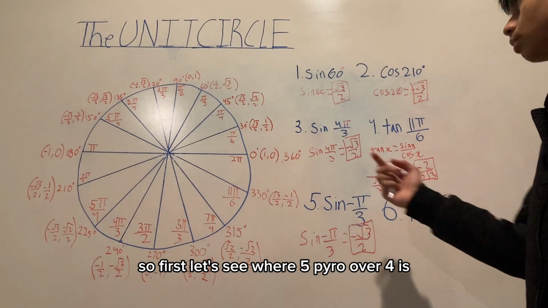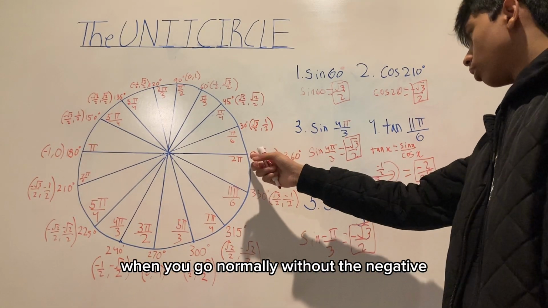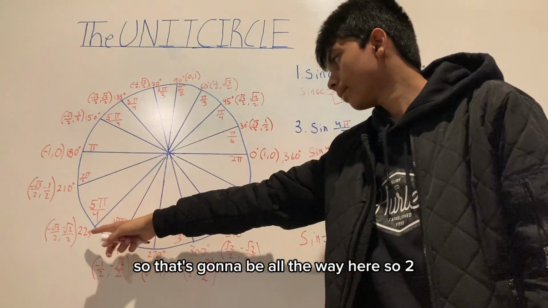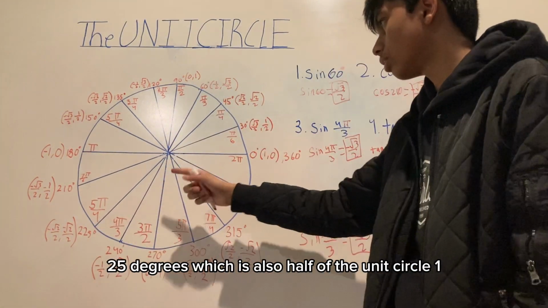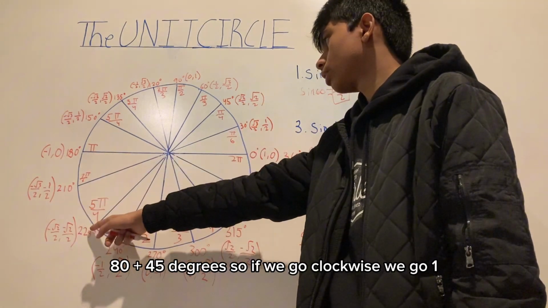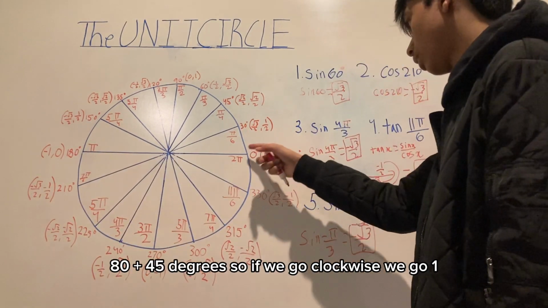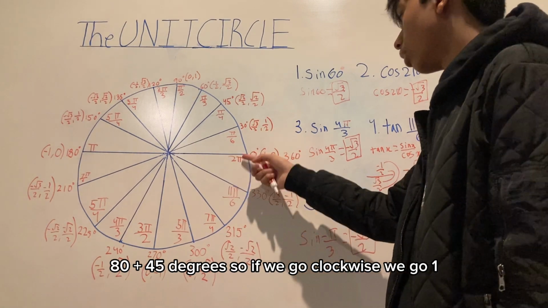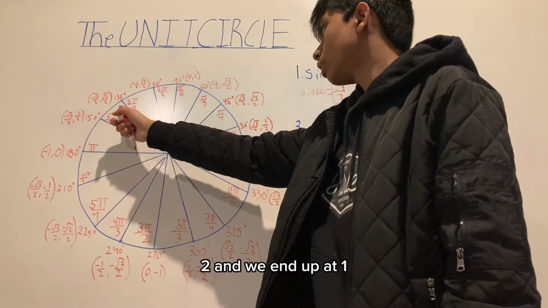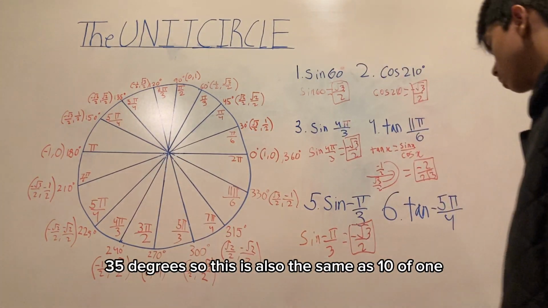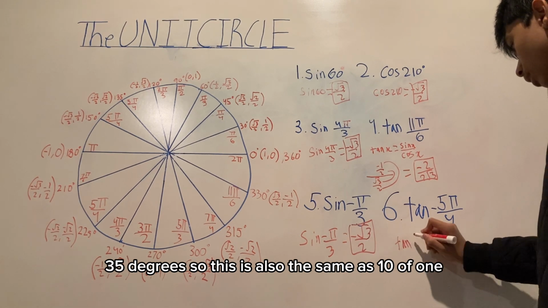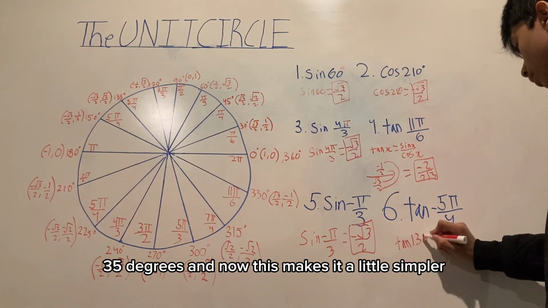So first, let's see where 5 pi over 4 is when you go normally without the negative. So that's going to be all the way here. So 225 degrees, which is also half of the unit circle, 180, plus 45 degrees. So if we go clockwise, we go 180 degrees and then plus 45 degrees, so 1, 2, and we end up at 135 degrees. So this is also the same as tan of 135 degrees.